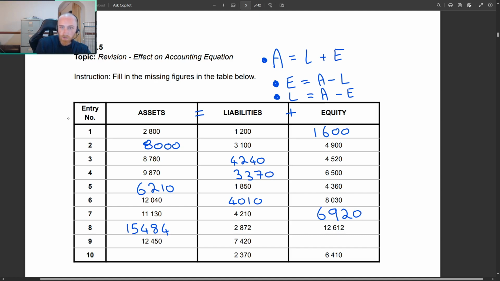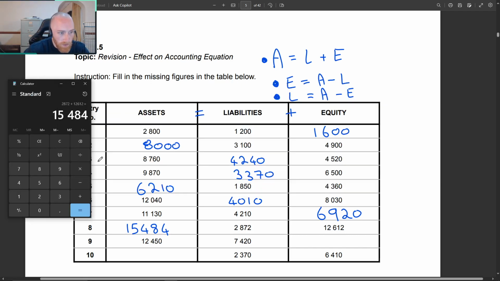The next one, we need equity. Equity is equal to assets minus liabilities. Assets are 12,450. Liabilities are 7,420. And the answer is 5,030.